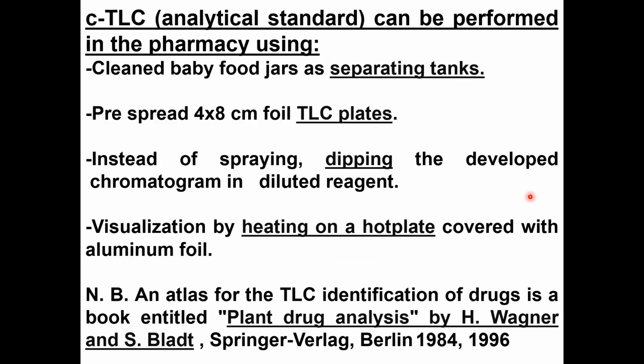The third step that the pharmacist can perform in the pharmacy is to make thin layer chromatography, and this can be made possible by using simple material that he has in the pharmacy, such as, for example, using food jars as separating tanks, using pre-coated or pre-spread clear chromatography plates with a small dimension.